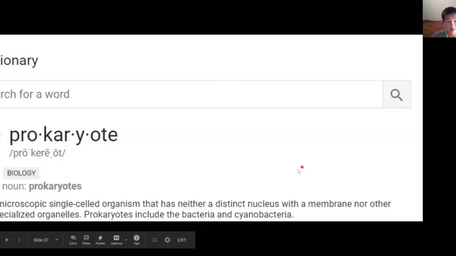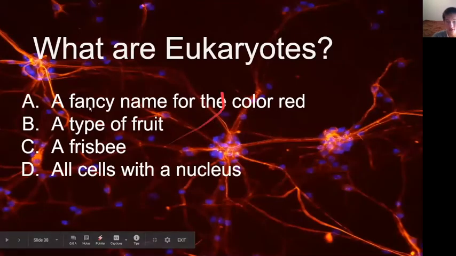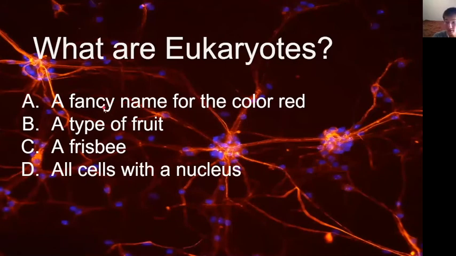Great. Here, prokaryote, single-celled organism, no distinct nucleus, membrane, or specialized organelles. Yeah, that's good, but here's what the main thing is. Prokaryotes, they don't have the nucleus, remember? So you know how the nucleus is like this big kind of ball thing that has the DNA? They just don't have that. They still have DNA, they still have genetic information. They just don't have the ball housing it. And so you may be asking, does it just float around? Well, we're going to find out in the slide right after this where I compare the two.